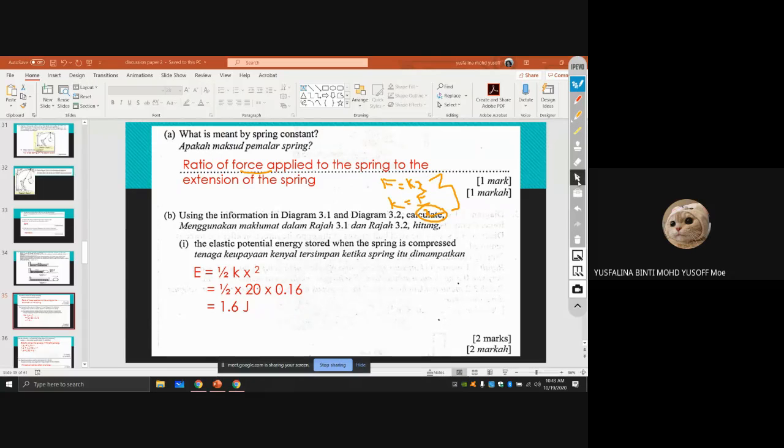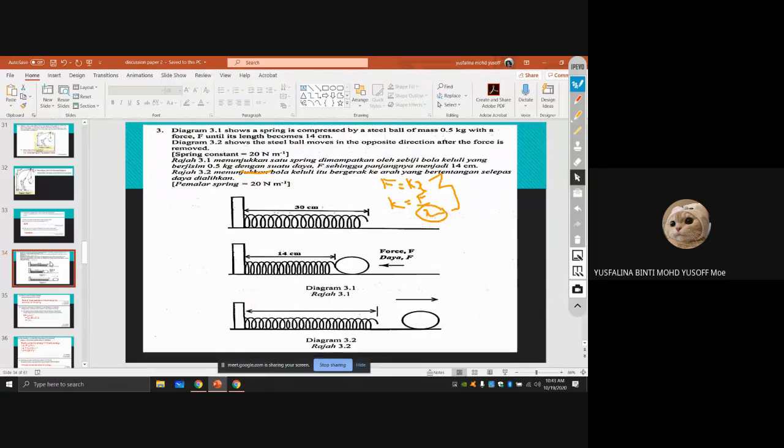Okay, the next one, using the information in diagram 3.1 and 3.2, calculate the elastic potential energy. So for this one we use E equals 1/2 kx². Why didn't I use E equals 1/2 Fx? You can use it also, because the F is already given here. 0.5 times 10. But since they also already give you the K here, you can straight away use the half kx squared.